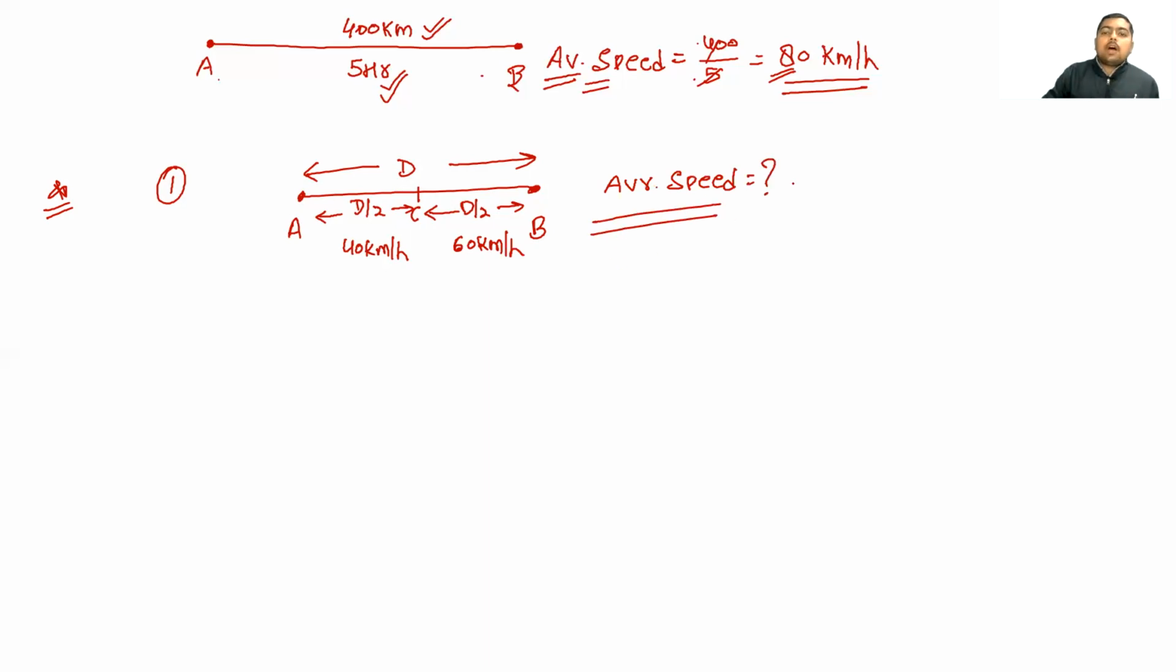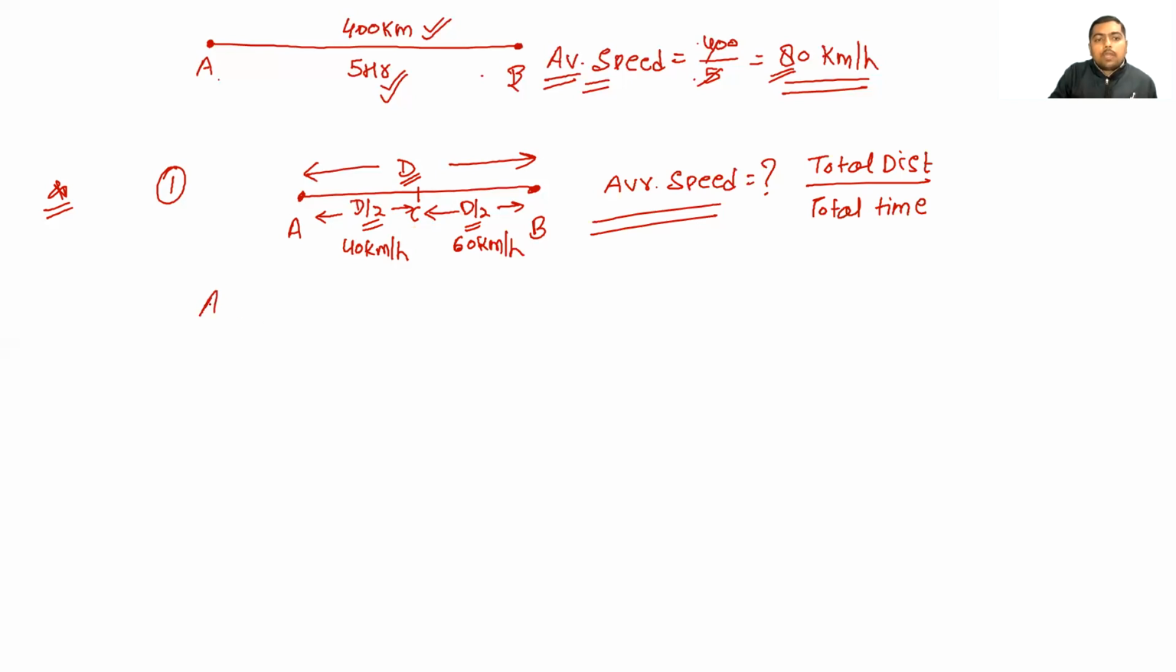You learn the formula: average speed equals total distance upon total time. Total distance upon total time. You have the total distance, capital D, but you don't have the total time. So how can you find the time?